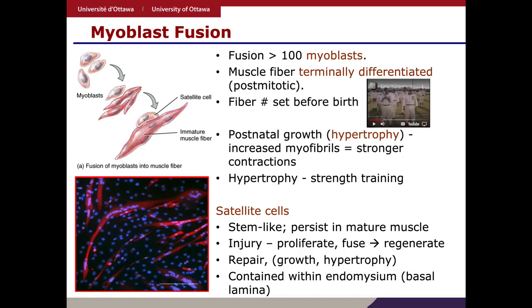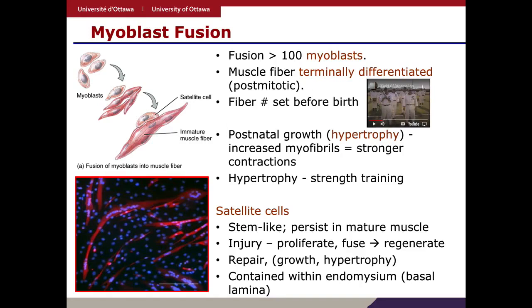Postnatal growth occurs as a result of hypertrophy, an increase in muscle fiber diameter due to an increased number of myofibrils. The increased size of myofibers results in more forceful contractions. Hypertrophy can also be induced by resistance training. Muscle fiber lengthening occurs by adding more of the minimal contractile units called sarcomeres, which we'll learn more about shortly. Both of these processes reflect an increase in protein synthesis in the muscle.